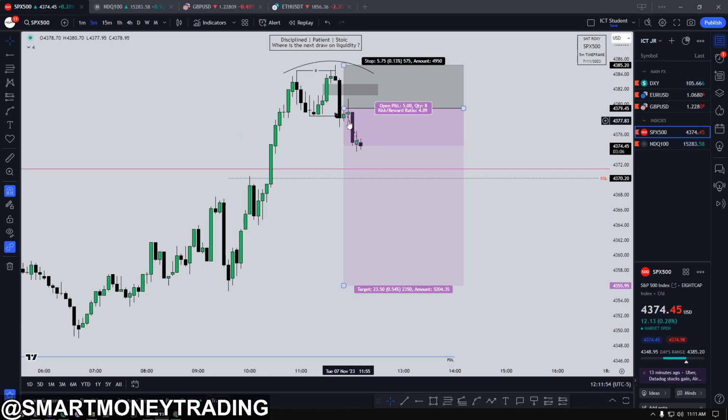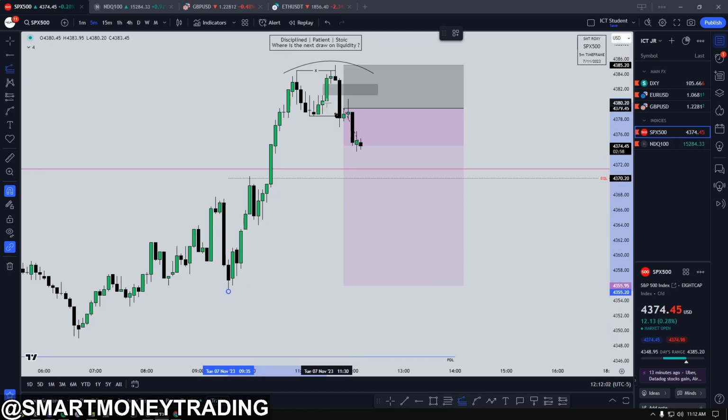Main reason why is we have another sell side imbalance here, and then we have all these inversions. So I plan to use these inversions, and I'm gonna take a profit at the equilibrium of this range right here, from this low all the way up to this high right here, and you drag that out. That's just pretty much equilibrium.